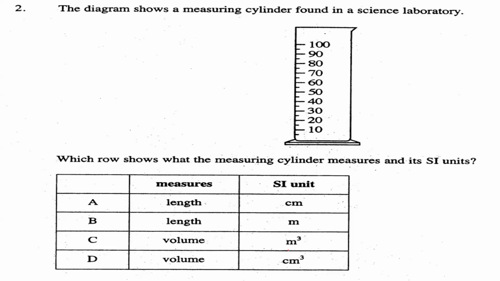So what is the correct answer? Say it again. Volume and centimeters cube. Which row shows the measuring cylinder and the correct SI units? It's definitely not length. I think it's D, volume and centimeters cube. C, volume and meters cube. Why C and not D?